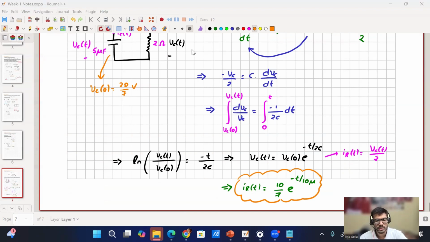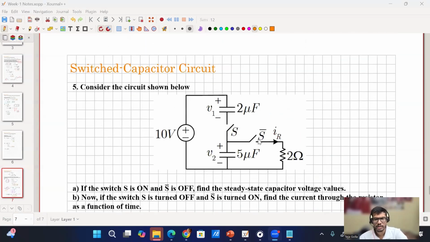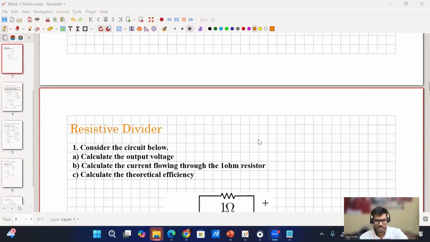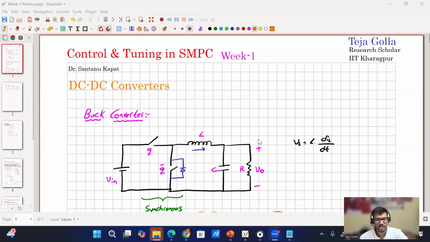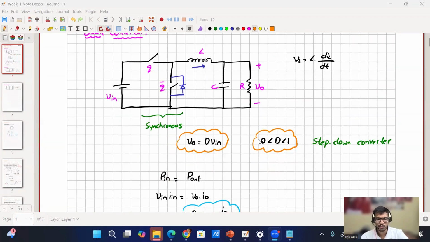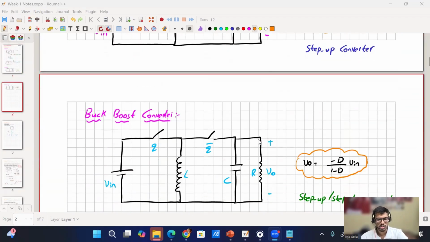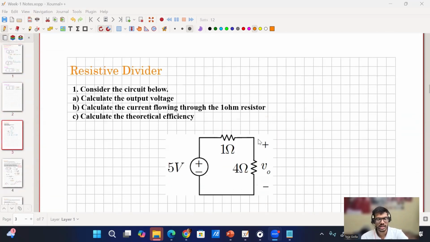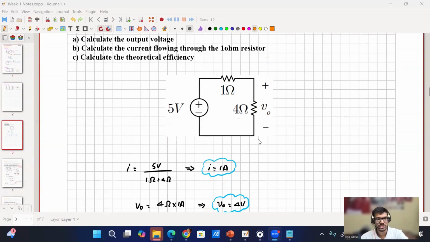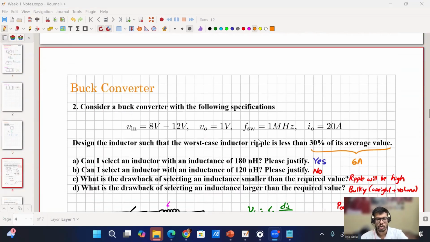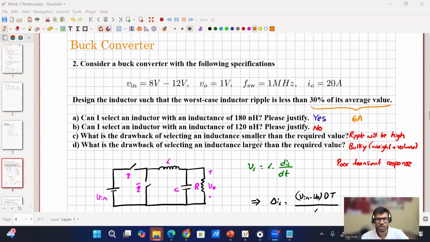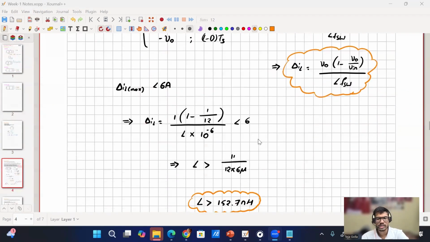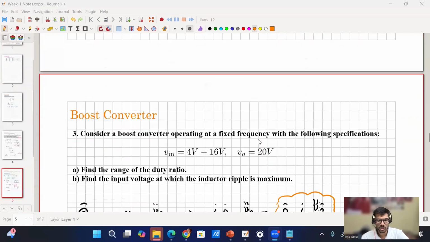Yes. So to quickly summarize today's session, we started with the buck converter equation, mainly for DC-DC converters. We have seen the input output voltage relation for buck converter, boost converter, as well as buck boost converter. Then we solved a few problems starting with the resistive divider, solving output voltage, current, as well as efficiency. Then we solved one problem on buck converter inductor current design, and we saw the consequences of selecting a smaller inductor as well as a larger inductor, and at what input voltage condition we should choose the inductor.